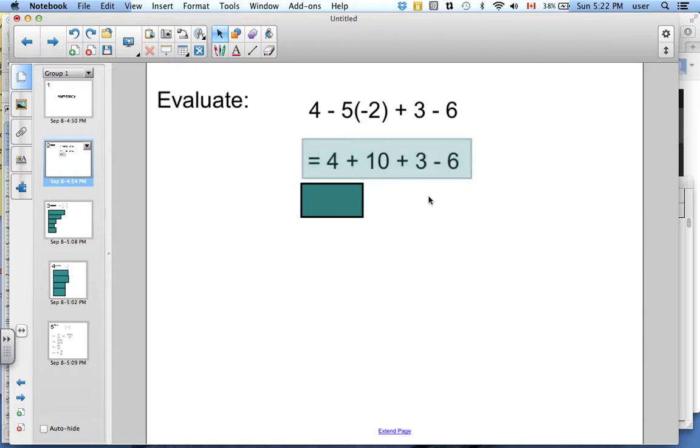From here, our next thing we're going to do is simply add and subtract. So we get 4 plus 10 gives us 14, plus 3 gives us 17, minus 6 gives us 11. So our answer here is 11.